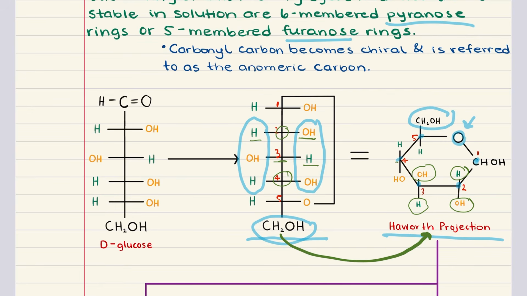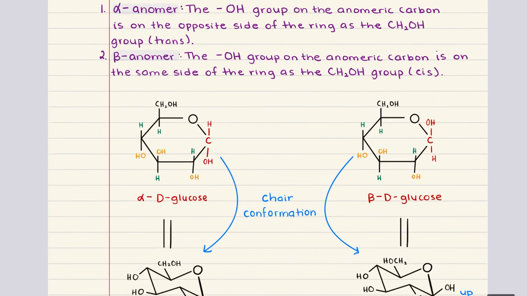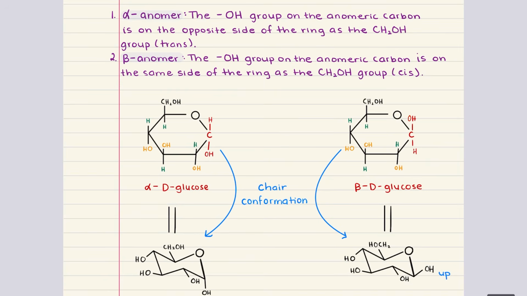Now that we've seen how to draw these structures, let's return to the distinction between alpha and beta anomers. Again, the difference comes down to the position of the hydroxyl group on the anomeric carbon after the ring is formed. And I'm reiterating this because it's super important. So in alpha D-glucose, the hydroxyl group is pointing downward. It's going to be opposite to the CH2OH group.